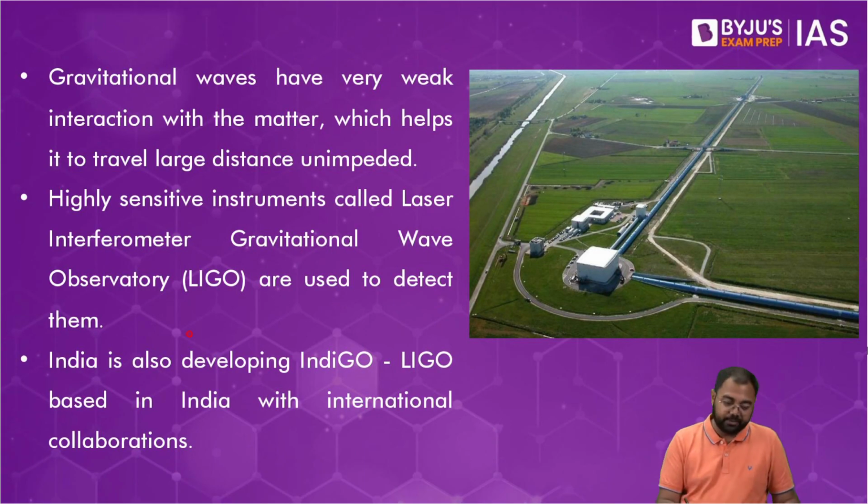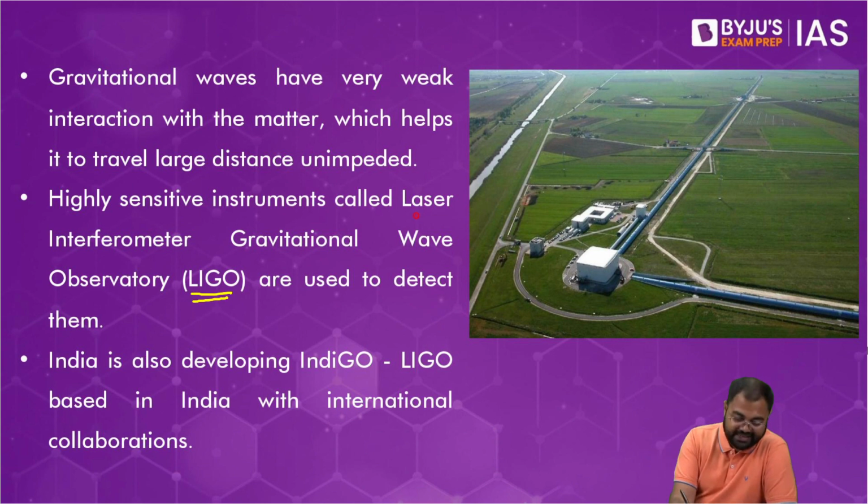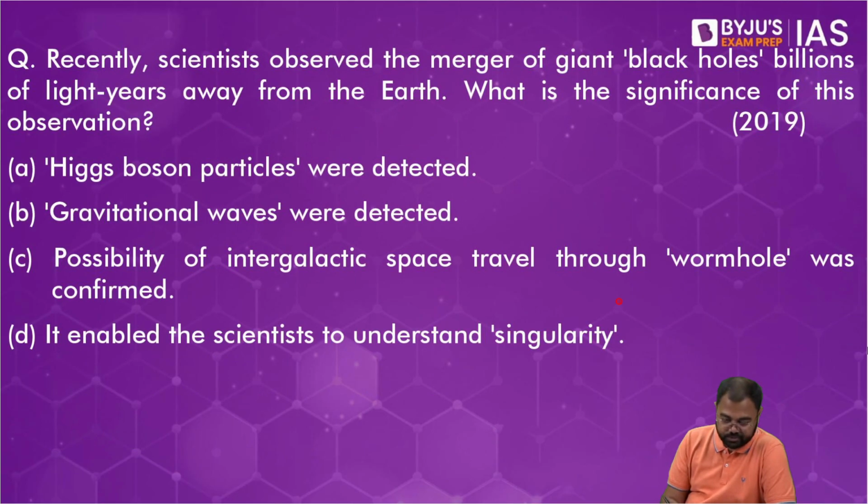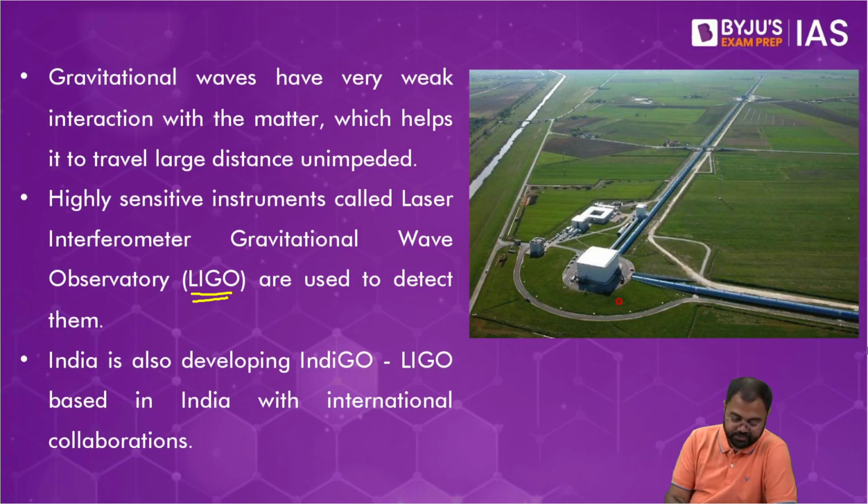For the first time, the detection of the gravitational wave was done by the instrument called the Laser Interferometer Gravitational Wave Observatory, or LIGO. This was the instrument, the picture that you see right here. This was the instrument that for the first time was able to detect the gravitational wave. So that's why this becomes very, very important.